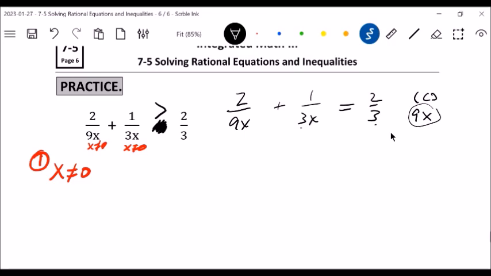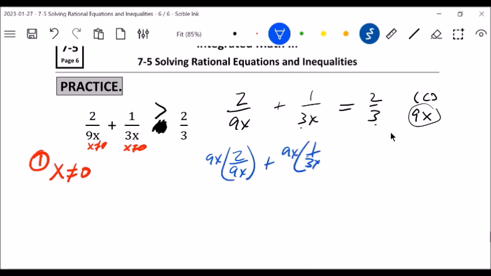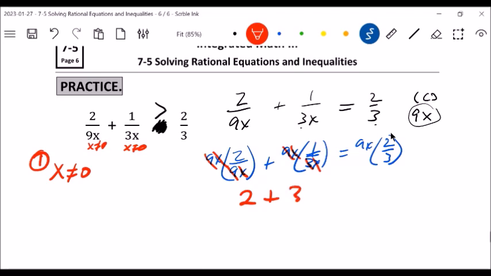So I am going to multiply here. I'm going to rewrite it and put 9x times that plus 9x times 1 over 3x equals 9x times 2 over 3. So the 9's cancel, the x's cancel, and I get just a 2. The x's cancel, 3 goes into 9 3 times, so I get a 3.